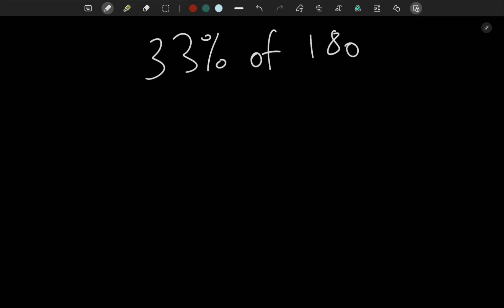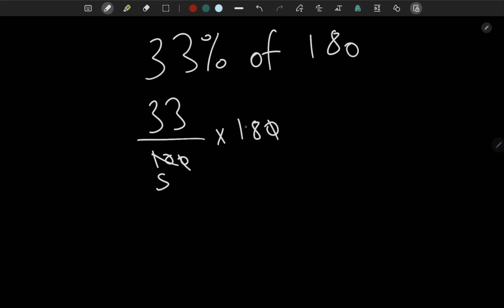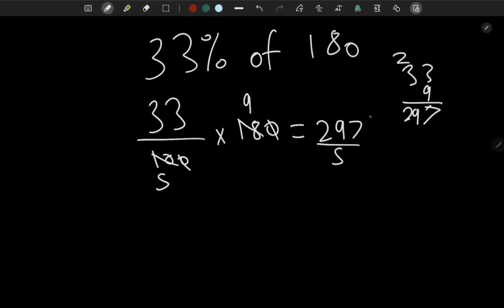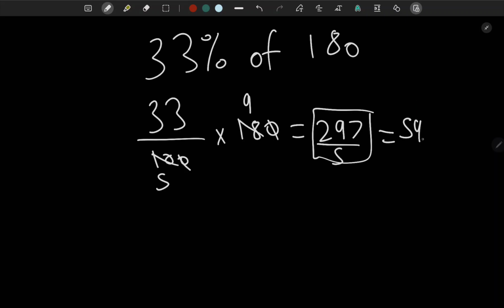So here we need to calculate 33% of 180. So let's write 33 over 100 multiplied by 180. We can cancel out one of the zeros, and we can divide 10 by 2 and divide 18 by 2. So here you're going to get 5, and here is going to be 9. And now we can do 33 times 9, which is 297. So 297 over 5. We can leave it as this, or we can simplify and get the decimal value as 59.4.